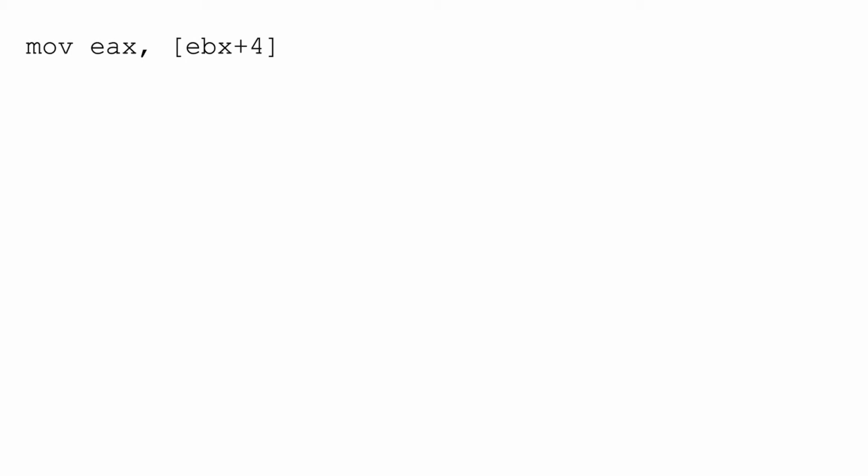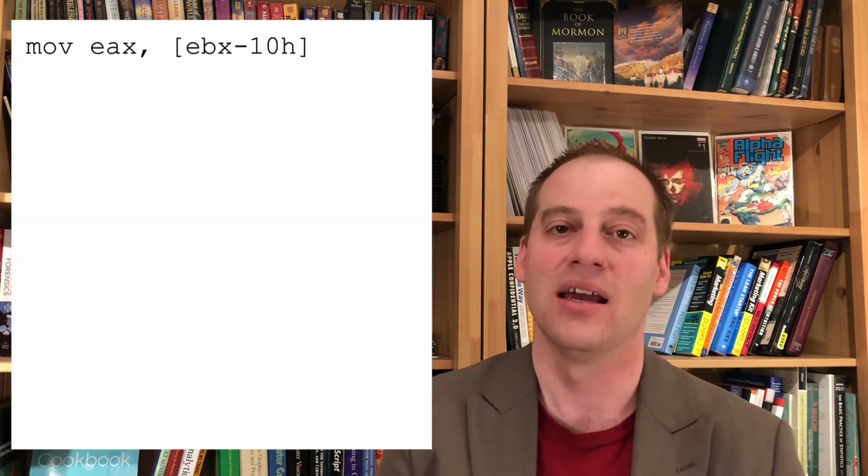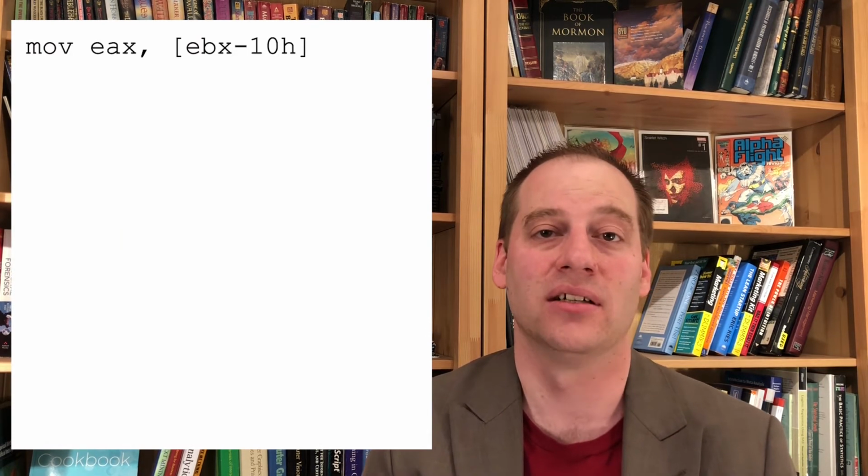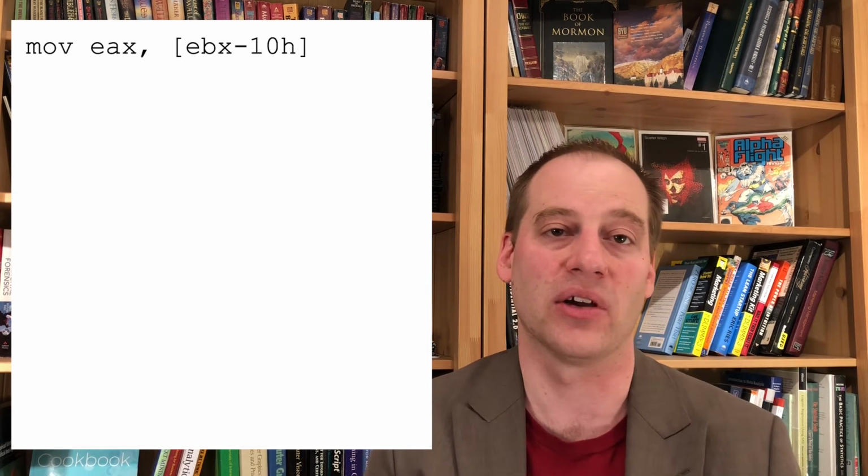You can also refer to memory locations relative to other memory locations. For example, move EAX, brackets EBX plus 4 means move the data in the memory location stored in EBX plus 4 to EAX. In this example, if the memory location is 010F000, the new memory location is 010F004. You can also add or subtract hex values by using something like this. Move EAX, brackets EBX minus 10H, meaning subtract 16 from the memory location.